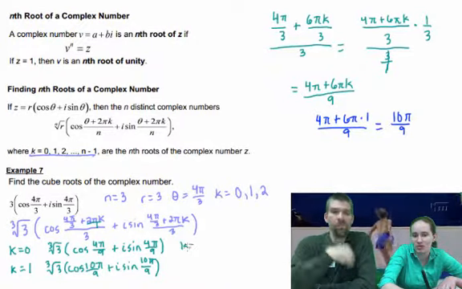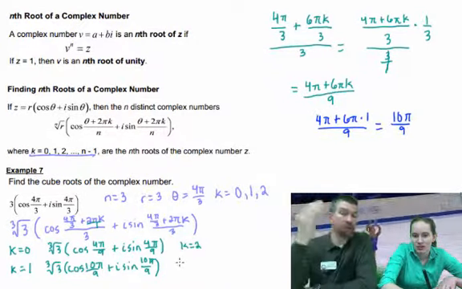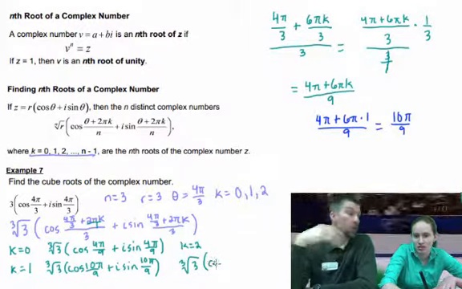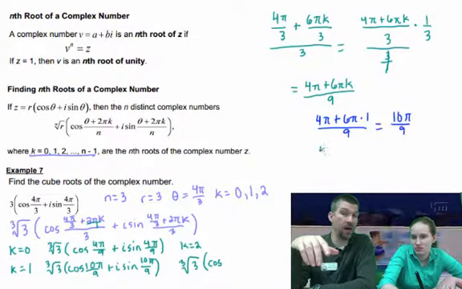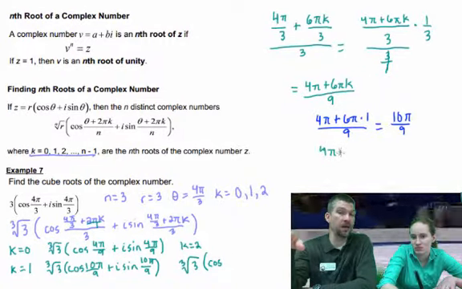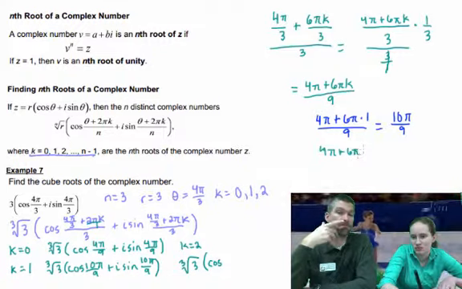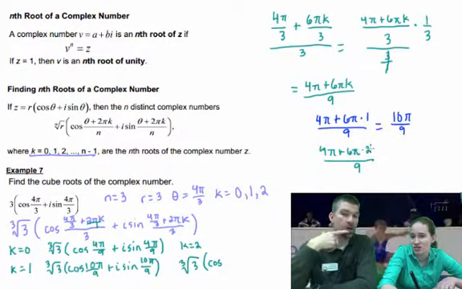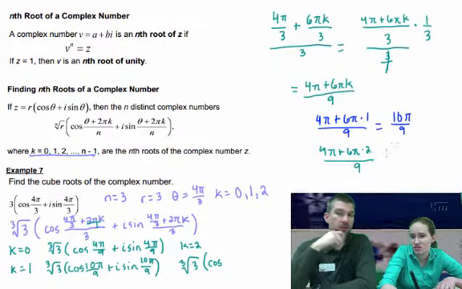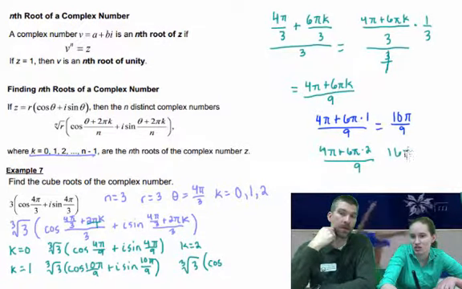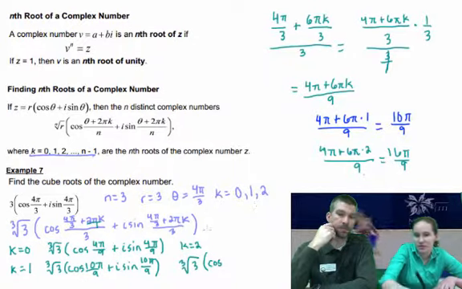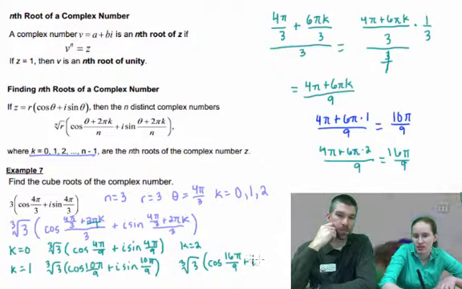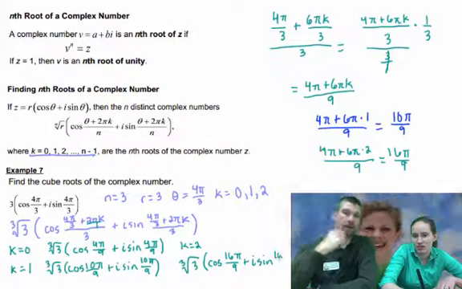Now we've got to do k equals 2. So now you're going to substitute in the 2 for the k, and that's going to be 6 times pi times 2, which is 12. So 4 pi plus 12 pi is 16 pi. Okay, 16 pi over 9 plus i sine 16 pi over 9.